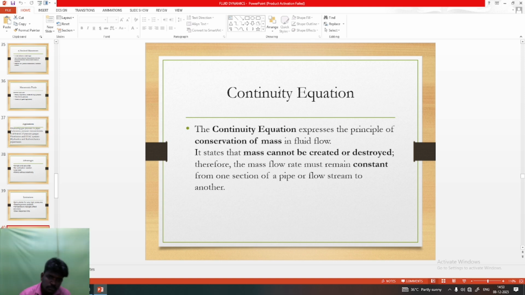Then, in fluid mechanics, a very important thing is the continuity equation. What is the continuity equation? The conservation of mass in fluid flow is called the continuity equation. It states that mass cannot be created or destroyed, therefore the mass flow rate remains constant from one section of a pipe to another.